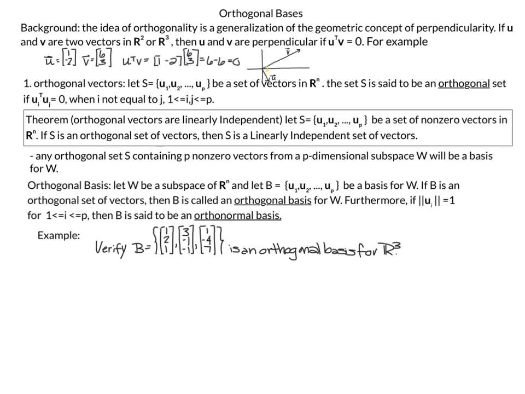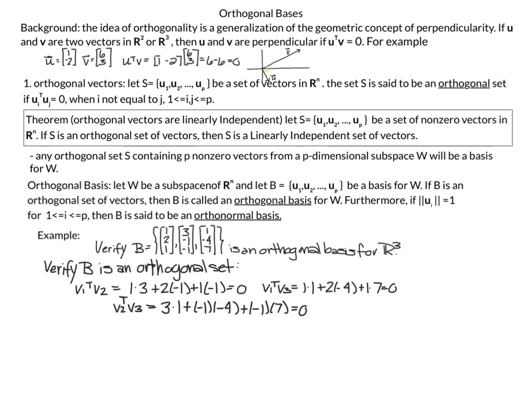Our example: verify B, equal to the vectors (1, 2, 1), (3, -1, -1), and the last vector (1, -4, 7), is an orthogonal basis for R3. We are going to start by verifying that B is an orthogonal set. So we take v1 transpose times v2, so v1 dotted with v2. That's 1 times 3 plus 2 times -1 plus 1 times -1, and that's equal to 0. Similarly, we take v1 transpose times v3 and v2 transpose times v3, and we get they are all equal to 0, so we have verified that B is an orthogonal set.